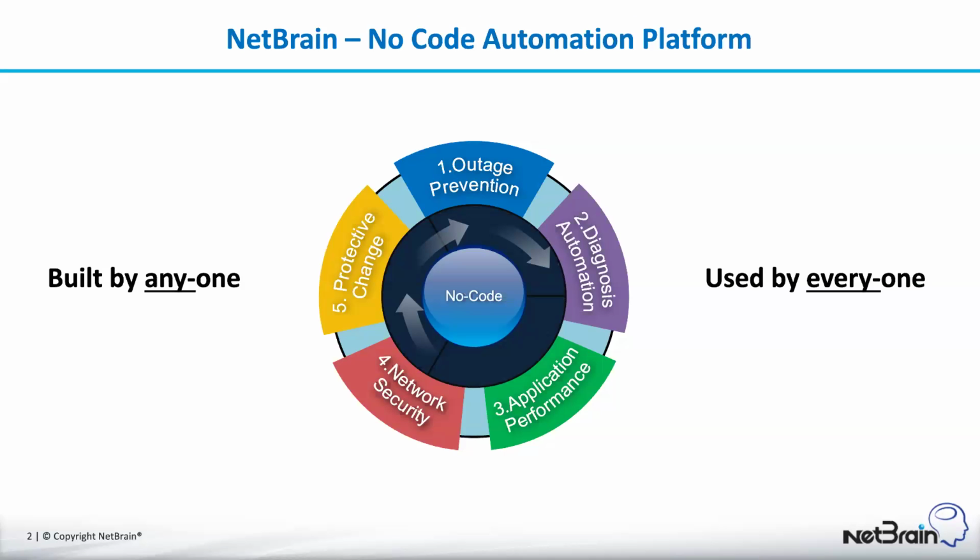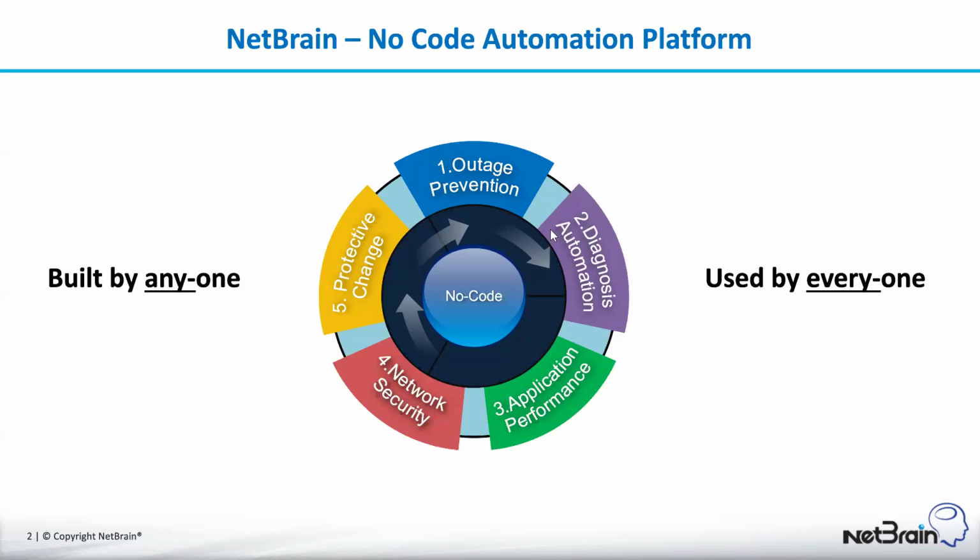So before we dive into the details, let's talk about NetBrain at a high level for a second. NetBrain is a no-code automation platform, as a lot of you probably know. And the great thing about NetBrain now is the automation can be built by anyone, and used by everyone. So even though one person's building things with their knowledge, remember this is something that now can be used across the entire network team and other teams in the organization as well.